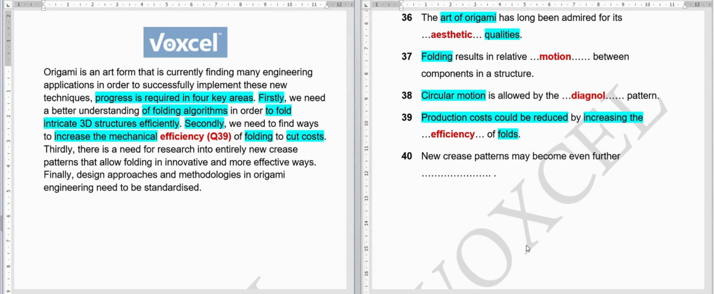Now looking at the last question: new crease patterns may become even further something. So we have to find what it can become even more. Let's read. Thirdly, there is a need for research into new crease patterns. Here it is written, new crease patterns that allow folding in innovative and more effective ways. So obviously, third, this is our location, and you will have, as always, around 10 seconds to tell me the answer, and your time starts now.